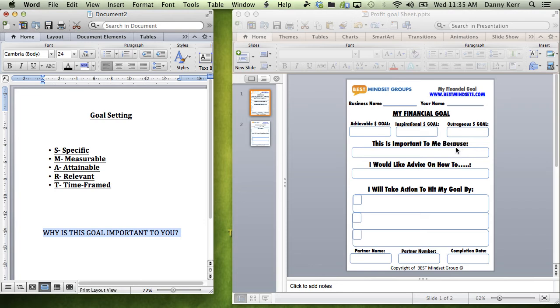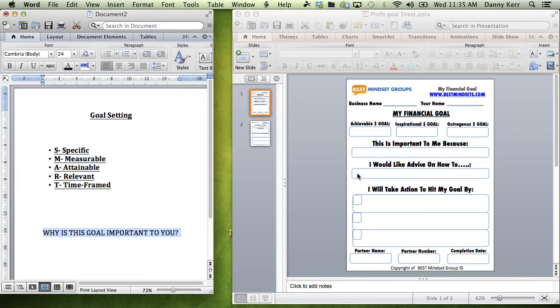So let's look at the next step. So we talked about this. Why is this important to me? This is important to me because... fill that statement out and really connect your heart to why these numbers are important to you, because otherwise they're just numbers. They're meaningless. Create meaning by really thinking through why these financial goals are important to you.